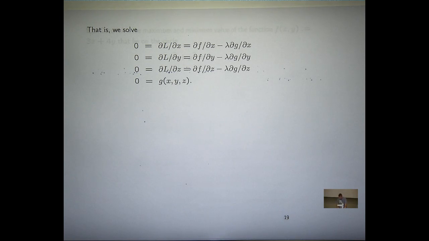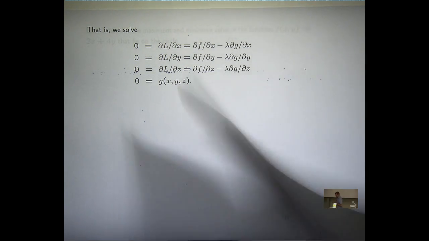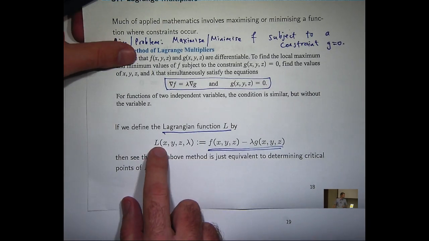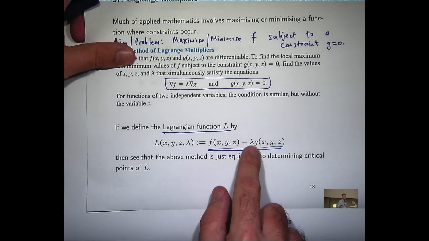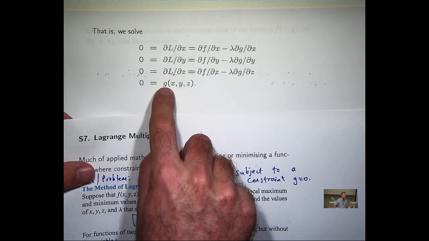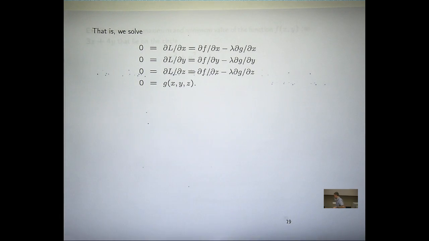Now, hopefully you can see already that we're going to have quite a lot of equations here. Now, if you want to be a bit technical and say, well, hang on, Chris, if you differentiate this L with respect to lambda, you get minus g, not g. But when you set it equal to 0, the minus sign disappears anyway.